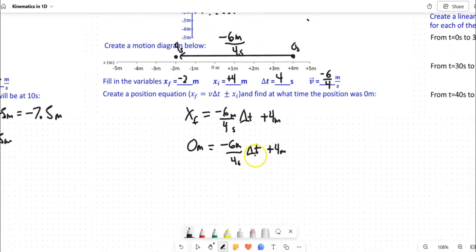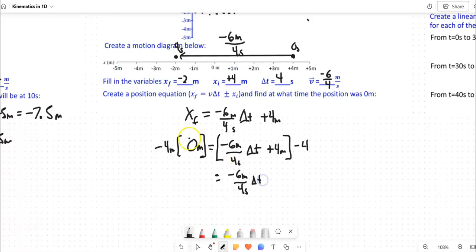Okay, here we go. We have to take this positive 4 meters onto the other side. So that means we need to subtract both sides by 4 meters. If we do that, that's going to cancel it from that side, and all we're going to have left over is negative 6 meters per 4 seconds, delta t, and 0 meters minus 4 meters is just negative 4 meters.